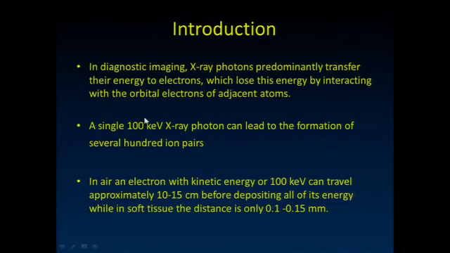About 1/3 of it's going to be scattered back out of the patient, and only a small fraction of it is what we're going to use to actually make the image of the patient. In air, an electron with kinetic energy 100 keV goes 10, 15 centimeters before it is interacted enough that it stops, if you will. In soft tissue, that distance is only 1/10 of a millimeter about.